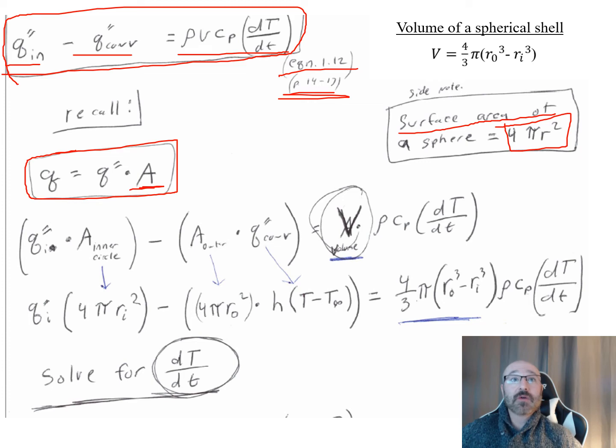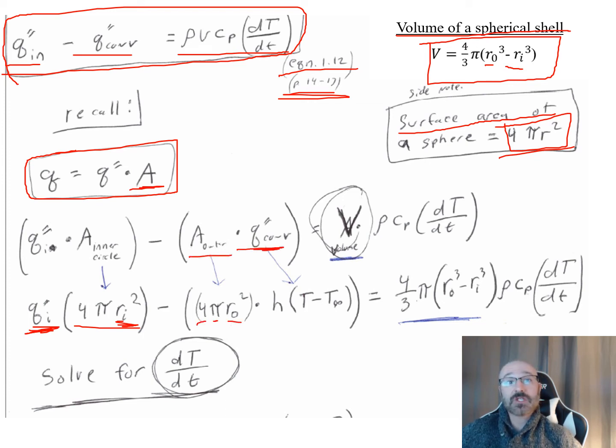We also want to take a look, now we're going to need a volume term on the right-hand side of the equation. The volume of a spherical shell is given to us as V is equal to 4/3 pi times r outer cubed minus r inner cubed. And those are both things that they give us within the problem statement. So plugging in, we can say that our q sub i, heat flux, is equal to our heat flux times our area, which is 4 pi r inner squared, minus our A outer, which is 4 pi r outer squared, times our convection term. Recall the equation for convection is h times our temperature difference, T minus T infinity in this case. And this is equal to our right-hand side of the equation here.